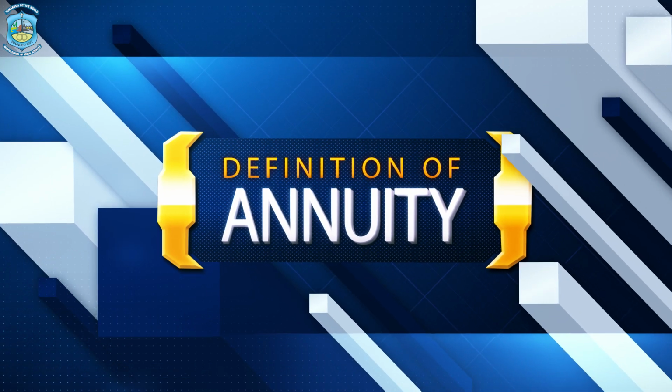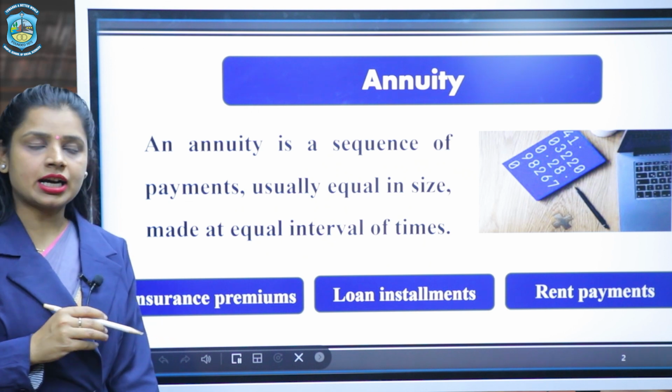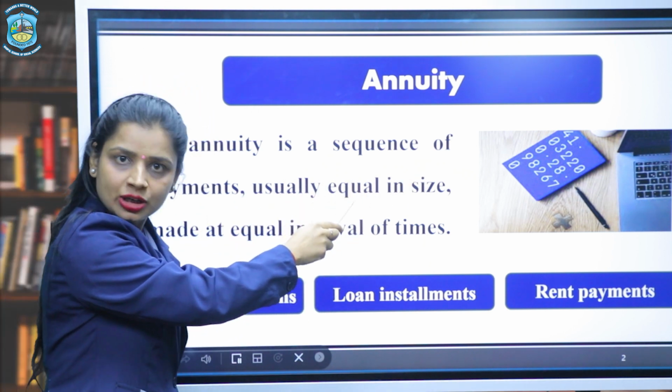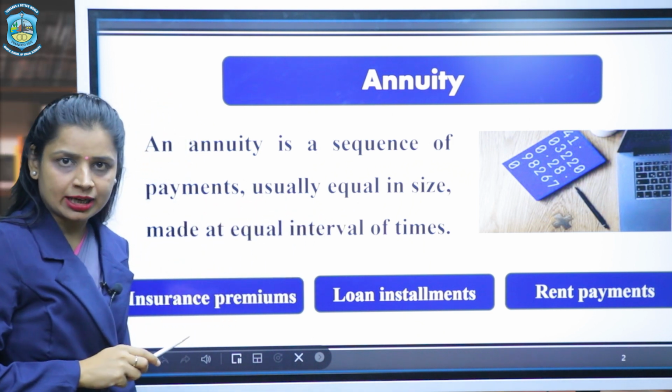In this video, we will learn about annuity, types of annuity and certain examples to calculate amount or future value and present value of an annuity. Let us start with the definition of annuity. An annuity is a sequence of payments, usually equal in size, made at equal intervals of time.